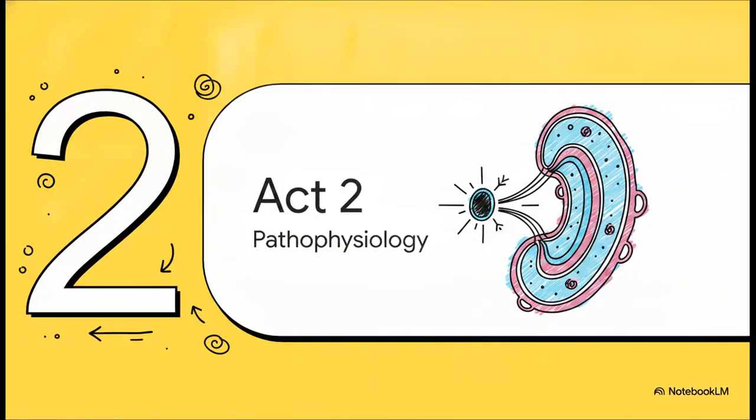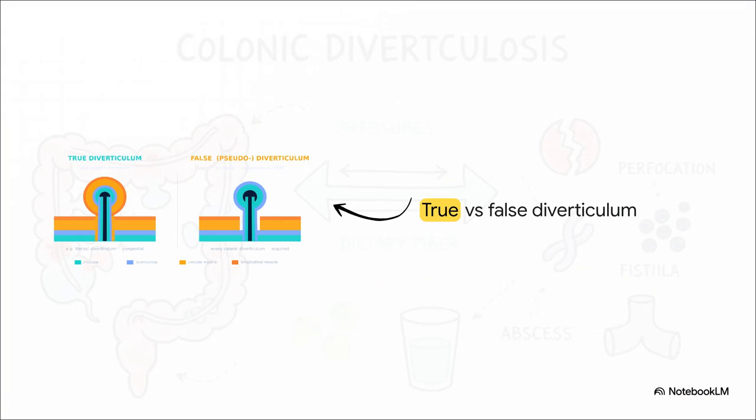Moving to Act 2, the pathophysiology deep dive. Now, what's really interesting about this next section is that we are going to build the physical why of this disease from the inside out. Understanding this anatomy isn't just trivia, it literally drives our clinical plan. First, we have to recognize that these are acquired, false diverticula. This means only the mucosa and submucosa herniate, leaving the muscle layer completely behind.